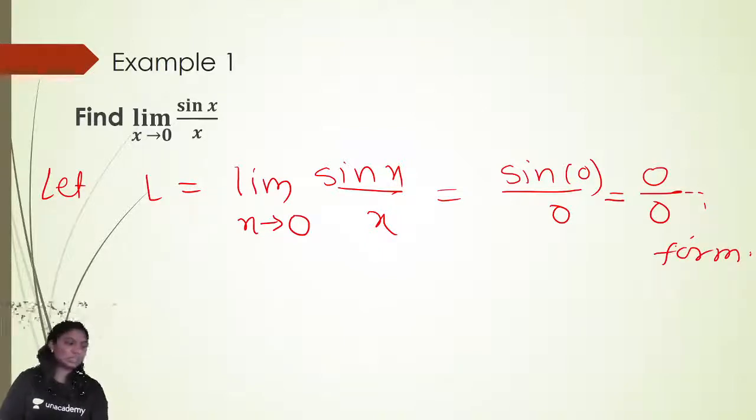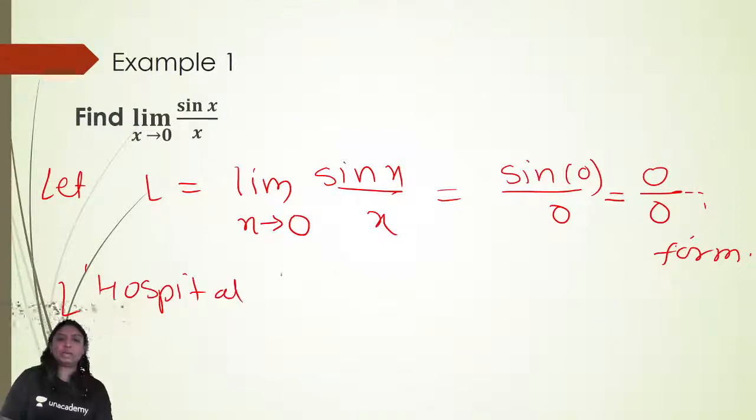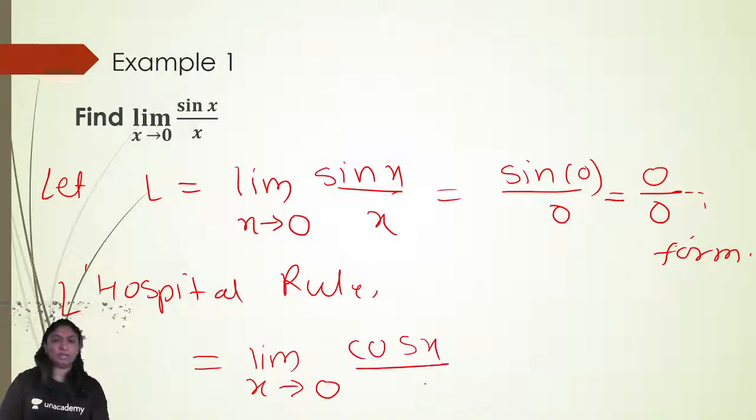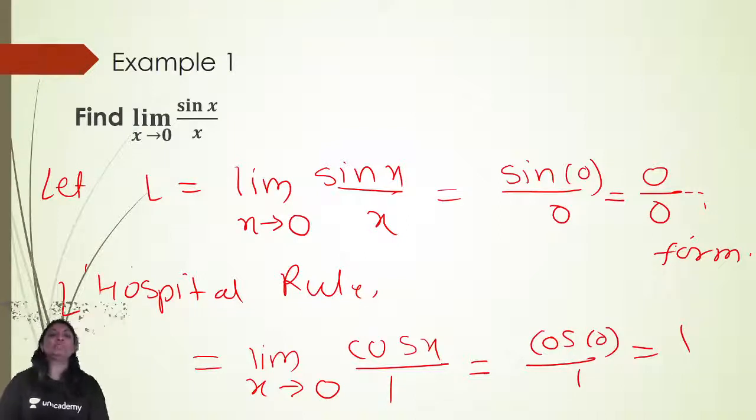So what will be our process? By L'Hospital's rule, we get L equal to the limit as x tends to 0 of the derivative of sin x, which is cos x, upon the derivative of x, which is 1, right? So put the limit as x tends to 0. Now cos 0 upon 1, and cos 0 is 1, so the limiting value of this function is 1. So the limit as x tends to 0 of sin x upon x is equal to 1 by using the indeterminate form.